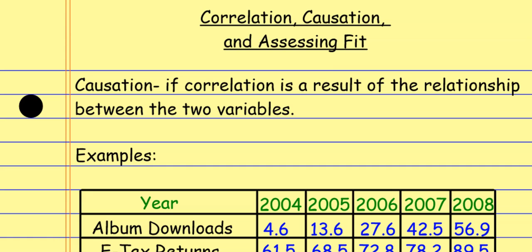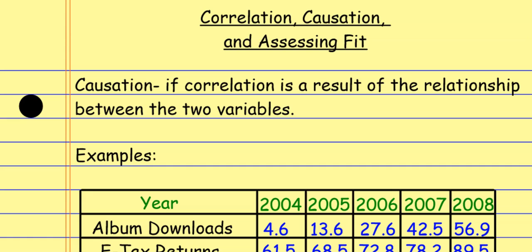So this first idea of causation. We've already talked about correlation. Correlation is just when we see a pattern strictly based on the numbers. As one value goes up, the other one goes up. That is positive correlation. As one value goes up, the other one goes down. That's negative correlation.